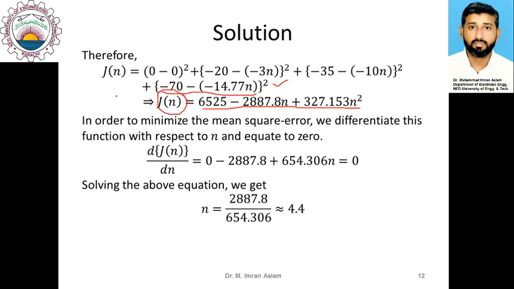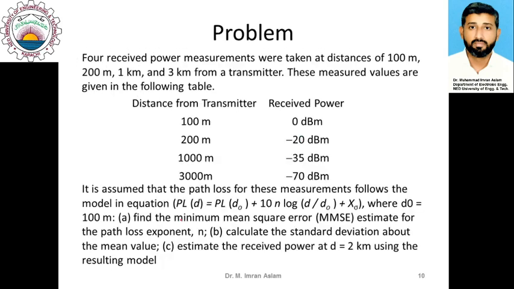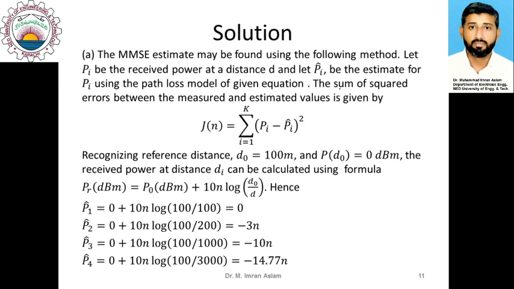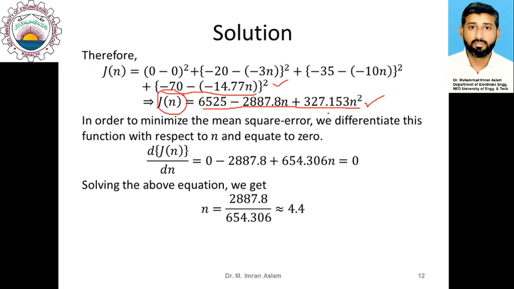You can see that this function, which is sometimes called the objective function, in such types of problems is dependent on n, and we want to find the value of n which minimizes this Jn, because the criterion that we are using is minimum mean square error. So this function represents the sum of square errors, and we want to minimize this thing.